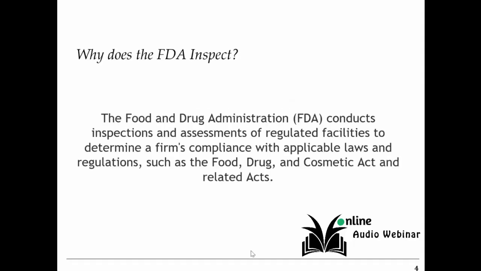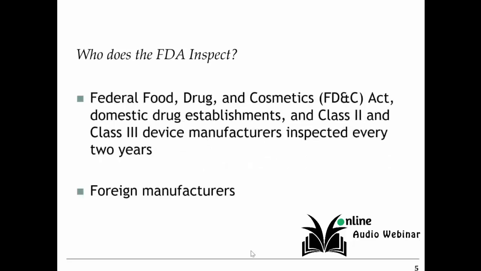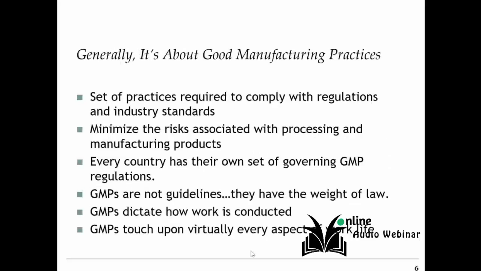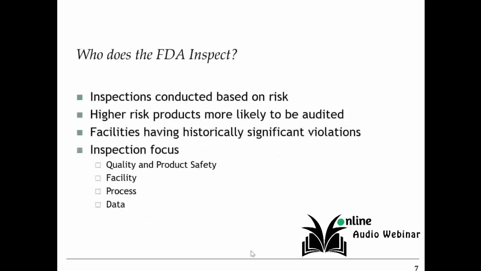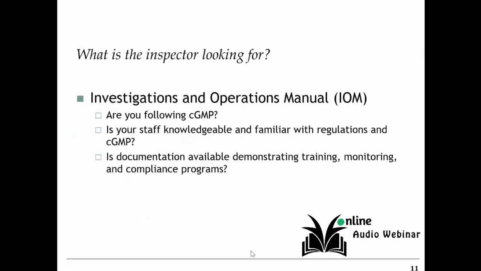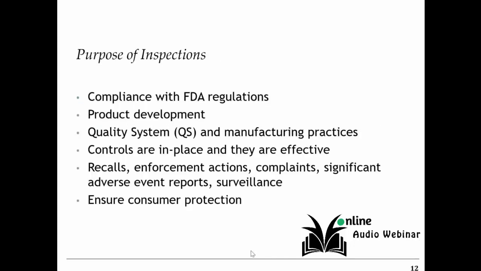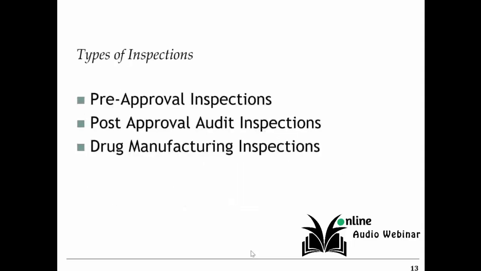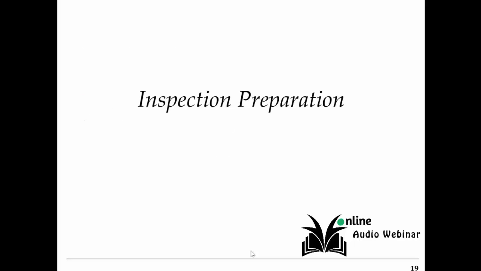Why does the FDA inspect at all? Of FDA inspections can vary really depending on several factors. The whole process really is about GMPs. Who does the FDA inspect? Now that document is the Investigations Operations Manual, or what they call the IOM. The purpose of FDA inspections really, there are three basic types of inspection: pre-approval inspections, post-approval audit inspections, and drug manufacturing inspections. Let's look at the basic inspection preparation steps.